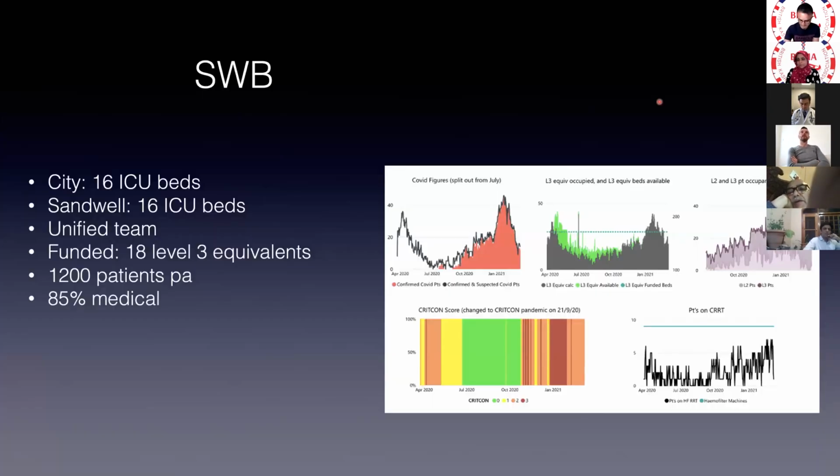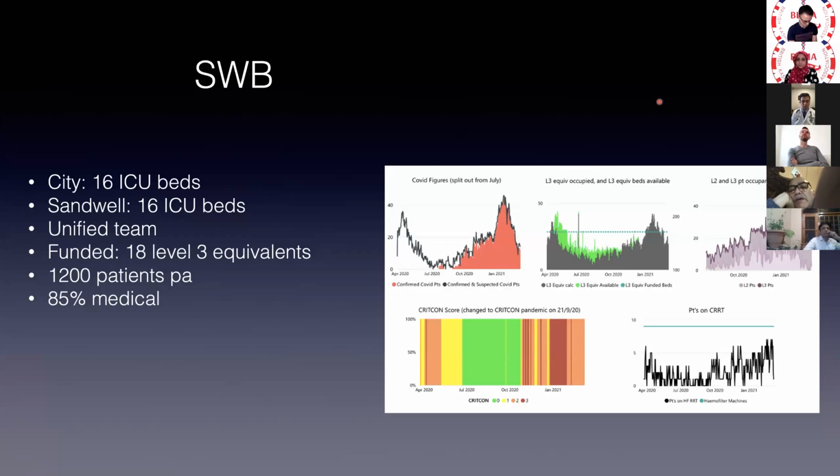So over the last year, we have on each site 16 intensive care beds. And although we run on 2 different sites, we have a unified team that works between them. So our doctors and nurses rotate between the 2, and we provide the same service on both sites. We are funded for 18 level 3 beds, or 18 ventilated beds, though we have generic units which have both high dependency and intensive care patients within them. But if they were all ventilated, we could take a maximum of 18. And in peacetime, we normally look after about 1,200 patients per year.